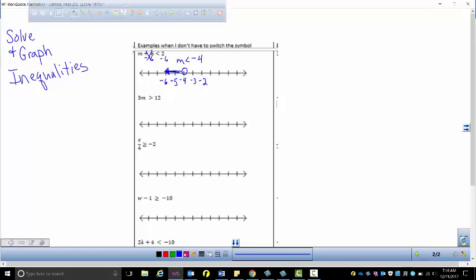Okay, the next one says 3m is greater than 12, which is 3 times m. So to solve for this, we need to divide by 3. Cancel. m. 12 divided by 3 is 4. And then I keep the symbol. So now I have m is greater than 4. So put 4 in the middle. And I have 5 and 6. And on this side, I would have 3 and 2. And at 4, I'm going to put an open circle because it's greater than. And it's more or bigger, so it goes to the right.